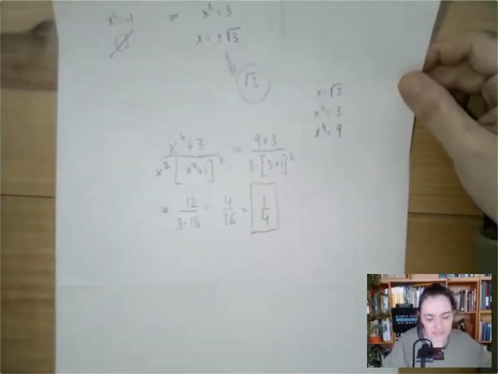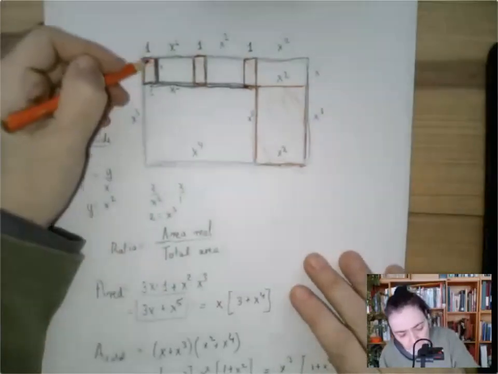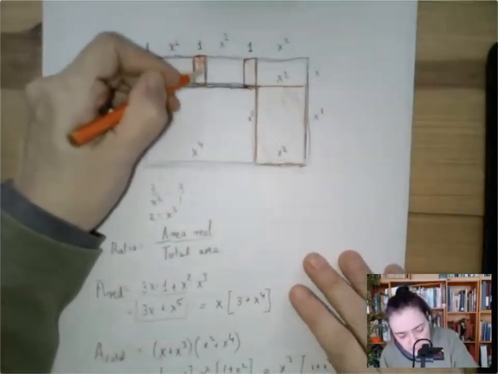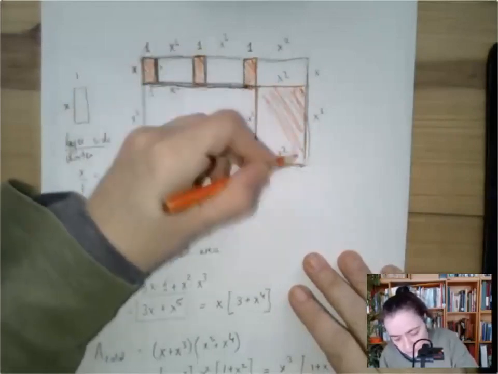They are always beautiful, simple answers. So basically, this shaded in the original problem red area is 1/4 of the total area.